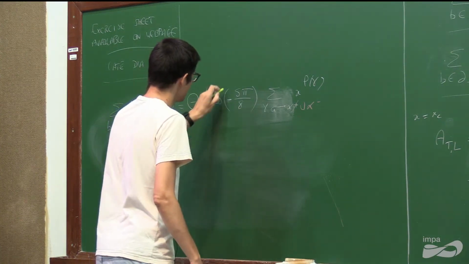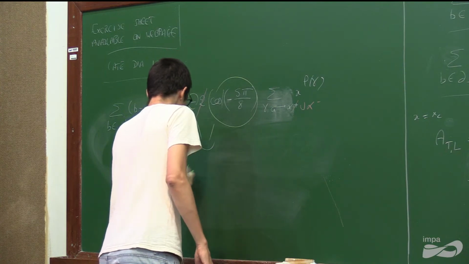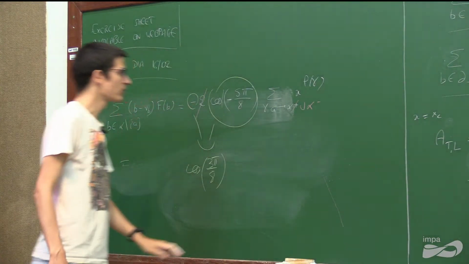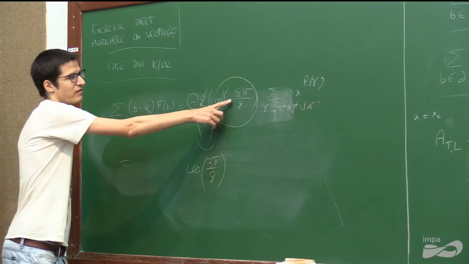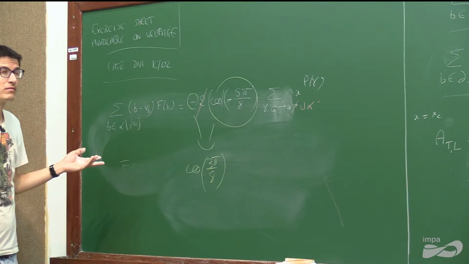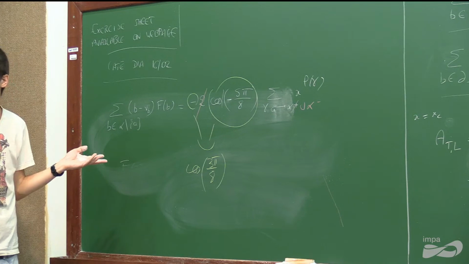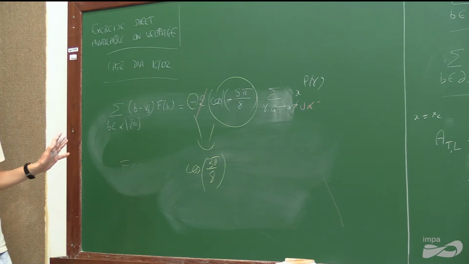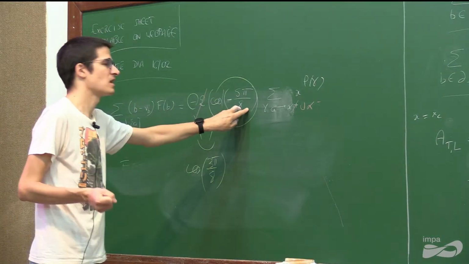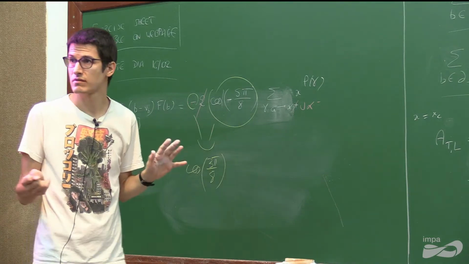And this thing is just cosine 3 pi over 8, because this thing is just cosine 5 pi over 8, and cos x is equal to cos of pi minus x. We are lucky. This is larger than pi over 2, so this is negative, and the minus makes it positive.